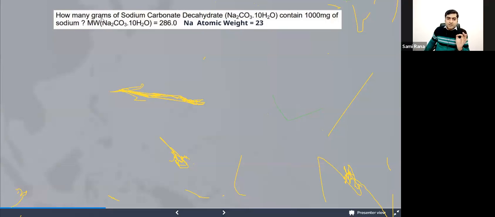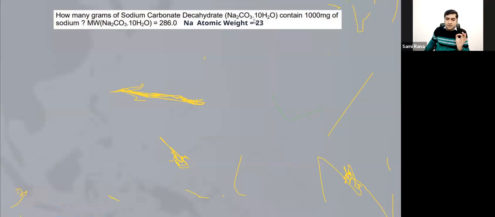So now let's see: how many grams of sodium carbonate decahydrate contains 1000 mg of sodium? This is the typical kind of question that comes in milliequivalents or millimoles. Milliosmoles are different; we will see about that. First, focus on millimoles and milliequivalents. Every value like molecular weight or atomic weight will be given there. You do not need to memorize it. This is not a test of whether you know the atomic weight of sodium, this is a test of whether you know how to solve the question.